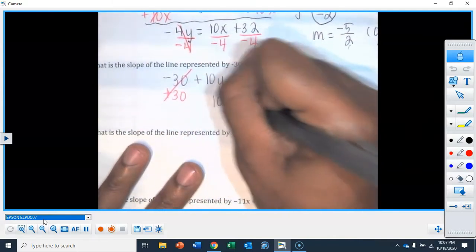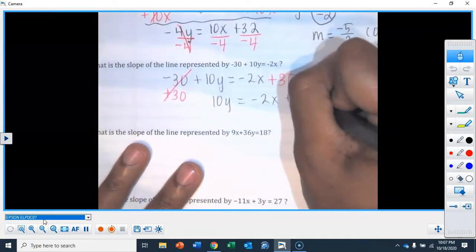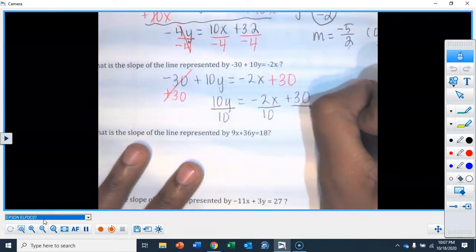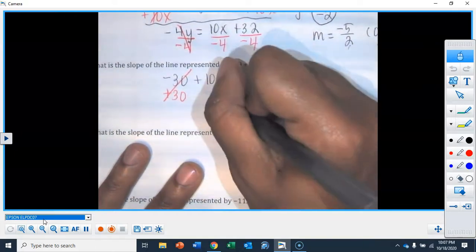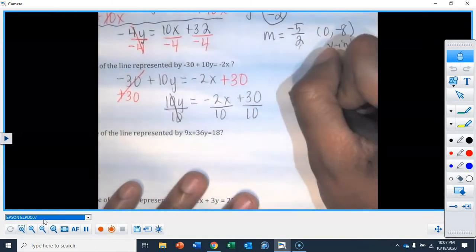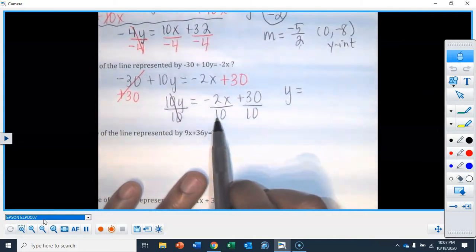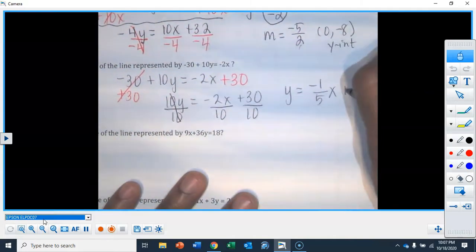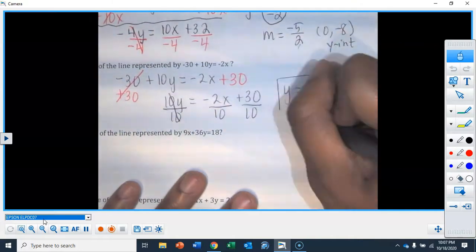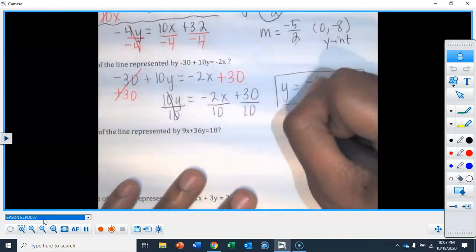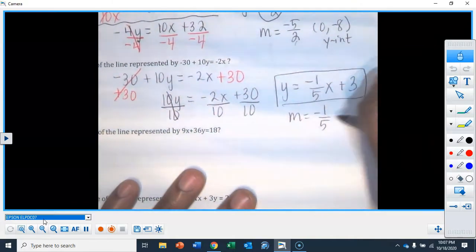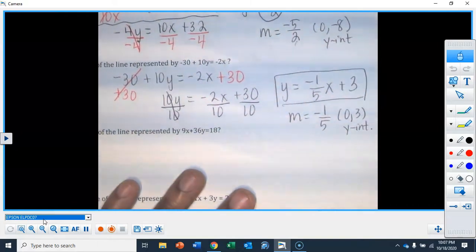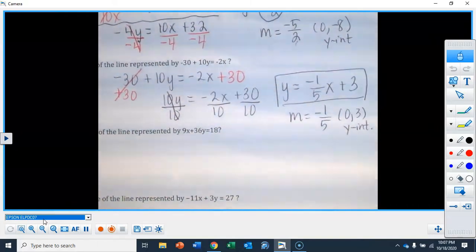So now we have 10y is equal to negative 2x plus 30. Get rid of the 10, divide by 10 everywhere. Okay. Final answer is y equals, remember you can reduce this, they're both divisible by 2, negative 1 over 5x plus 3. What is your slope? Well, your m is negative 1 over 5. Your y-intercept is 0, 3. Okay, so hopefully this is making sense, right?